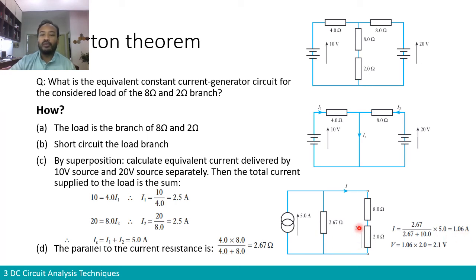So for example, if you want to find the voltage across the 2 ohm, V is just equal to I multiplied by R, you'll get, for example, 2.1 volts. So that is the application of Norton theorem. It's similar to Thevenin theorem, but it is basically an equivalent. Instead of an equivalent voltage generator, it's an equivalent current generator with internal resistance in parallel instead of series, like in Thevenin. Okay.